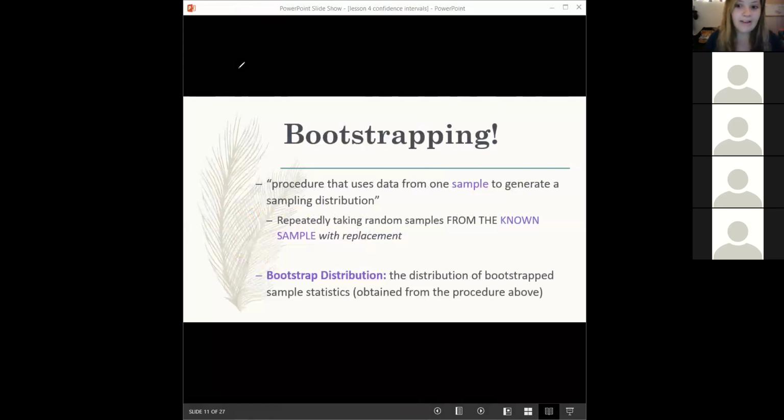Bootstrapping is what we use if we want to construct a sampling distribution but we don't know the population parameters. We're making an inference about the population. The definition: a procedure that uses data from one sample to generate a sampling distribution. This is often used if we don't have a big enough sample to keep taking more samples from.